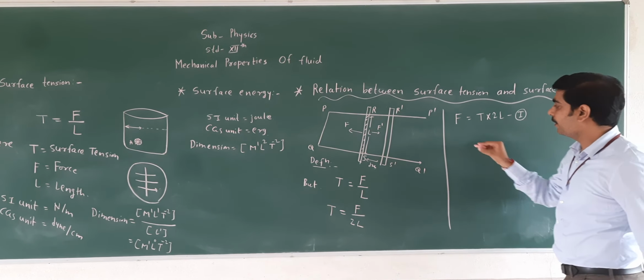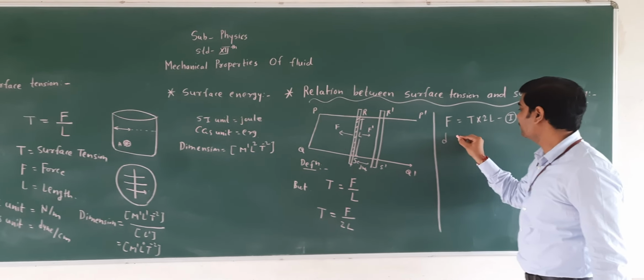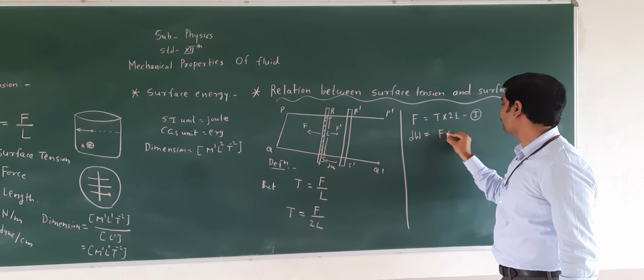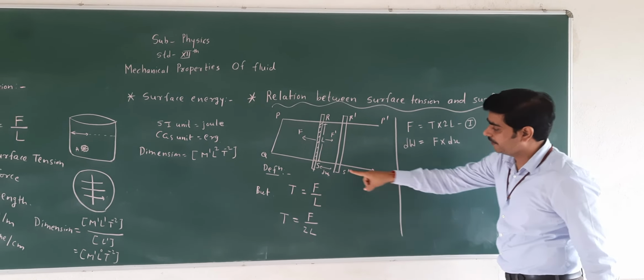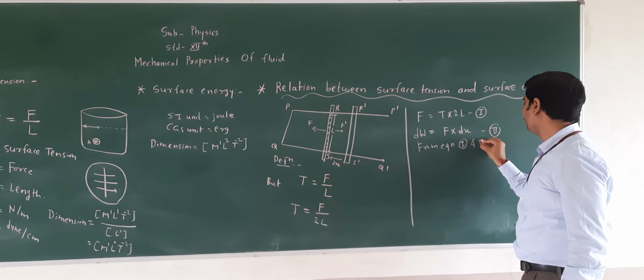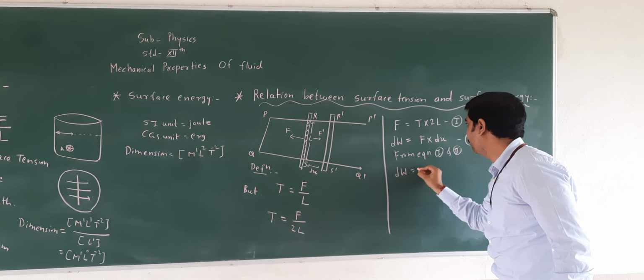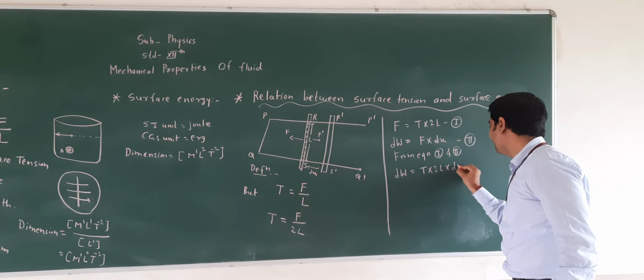Now the work has the formula: work is equal to force into the displacement. So let us consider dW as the small amount of work done, F as the force, and dx as the displacement. So this is equation number 2. From equations 1 and 2, substitute the value here. So dW is equal to, what is the value of F? T into 2L into dx.